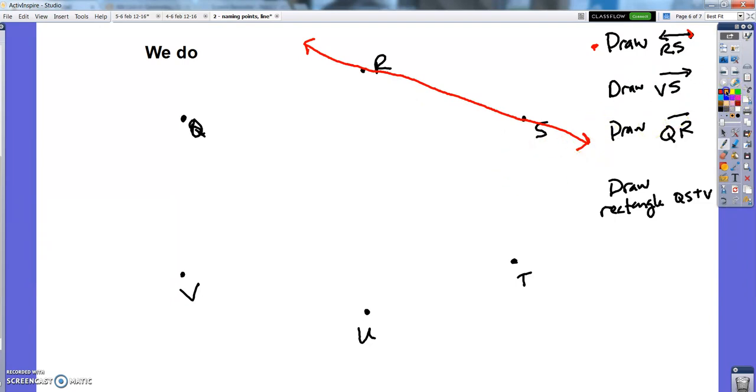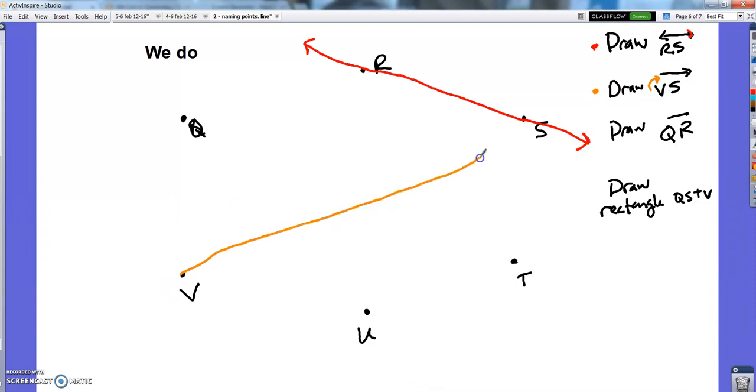In orange, I will draw ray VS. So ray VS is going to go from V through S. So I've got to start at V, and when I get to S, I keep going and going. You'll notice this would be a lot better if I had a ruler, because I end up making kind of curvy rays and lines. If you have a straight edge and can trace it, they come out a lot better. But you can't do that on Promethean, so I guess I could use my tool.